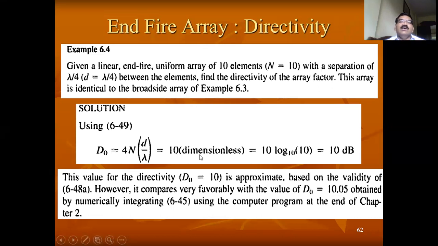This is dimensionless. Initially for the broadside array we got the directivity as 5. Now for the same 10 element array, adjusted for end fire, the directivity is 10. If we put it in dB, we get 10 dB. There we got around 7 dB directivity, here we got 10 dB directivity. This way you can have the understanding.